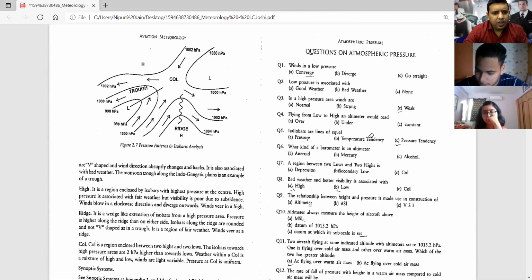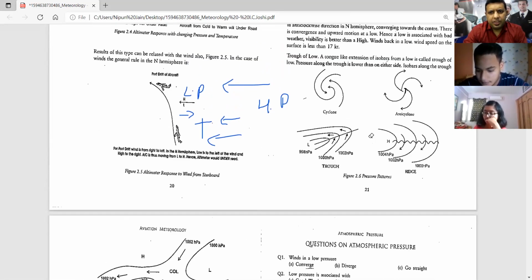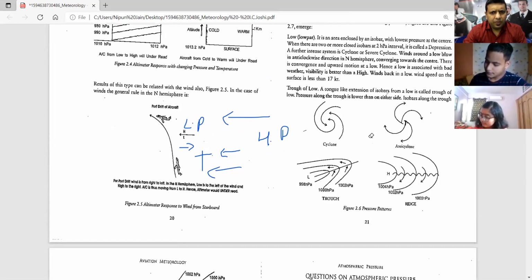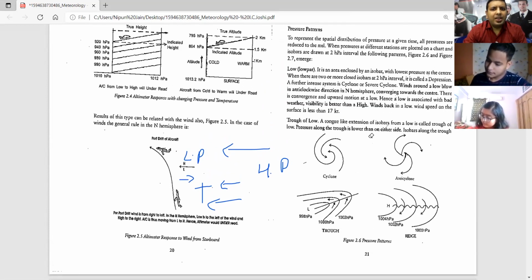Okay, there's one more thing. One is called backing and one is called veering. You can also add one line below there. Wind backs in a low pressure. In a low pressure, wind backs. And in a high pressure, wind veers. So wind backs in low pressure. Winds back in a low.